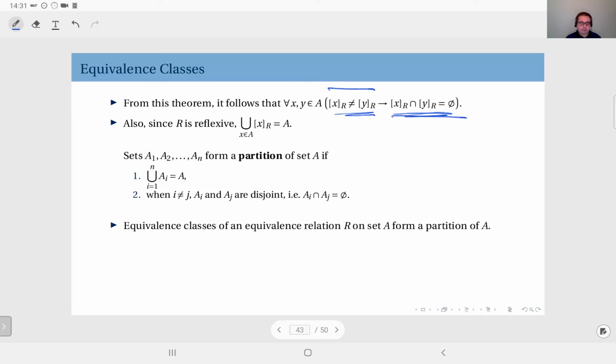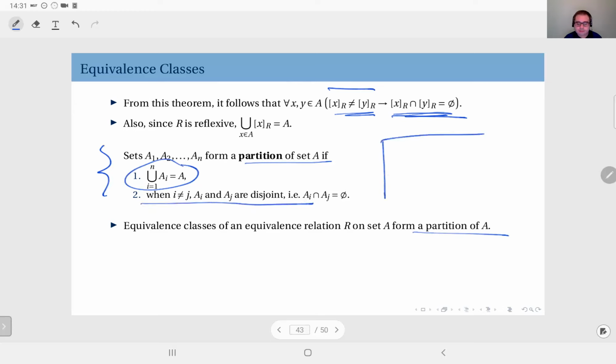Now, based on these, we see that equivalence classes of a relation R on set A constitute a partition of set A. What's a partition? This is the definition. A1, A2, up to AN, n sets here. They form a partition of set A if, first of all, when you unite them, you get the set A. Nothing is left out. And number two, they are all disjoint, no common elements.